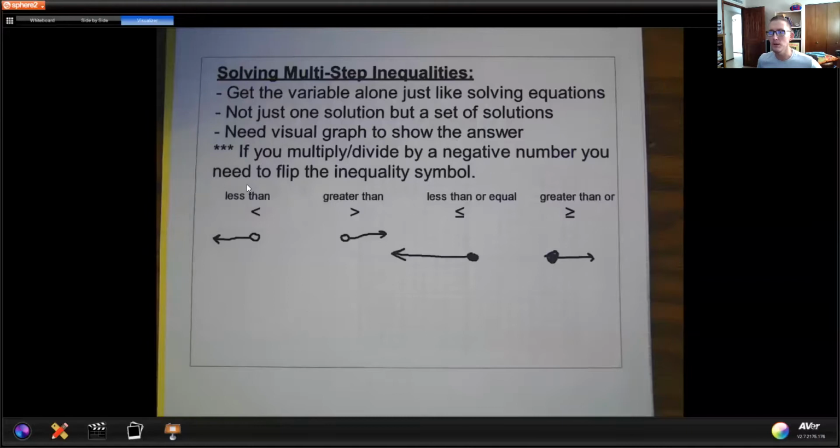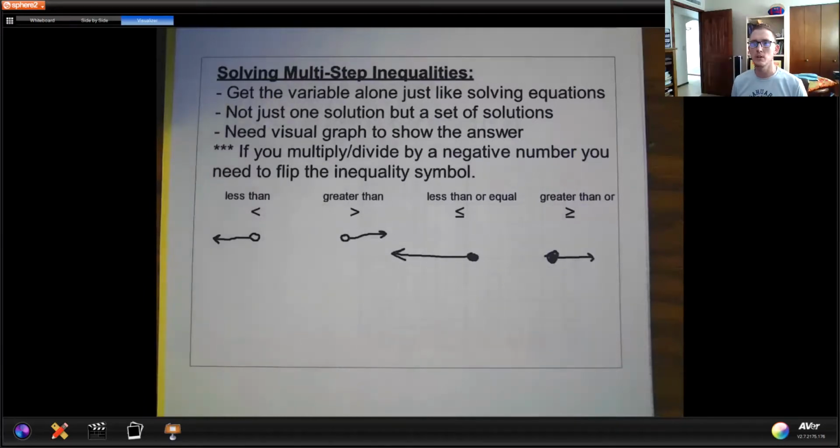So we're going to share a screen here with the doc cam. And we're going to go back to some notes from much earlier in the year. You do not have to write these down because you should already have them in your notes. We're just reviewing here because it'll help transition us into linear equations.